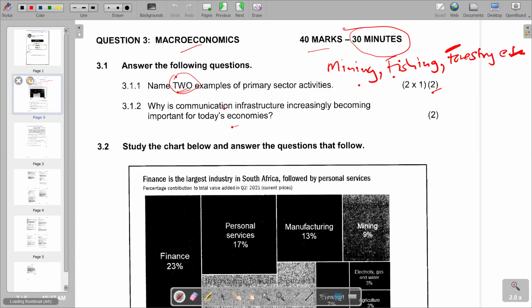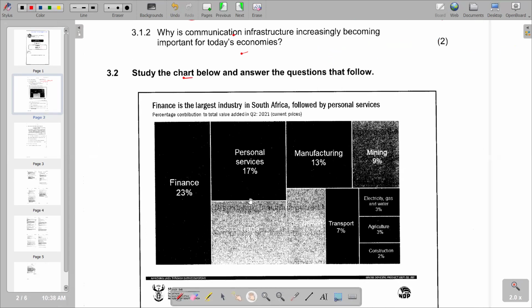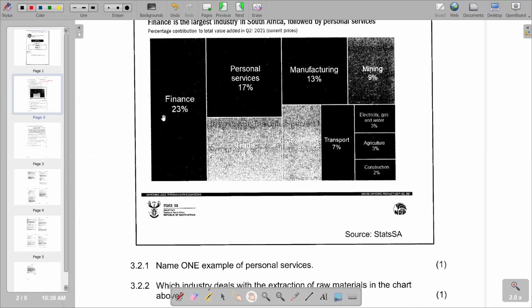So we go to the next part of the question, which is now 3.2. It says, study the chart below and answer the questions that follow. So we are given a chart that we need to go through before we answer the question. This is the chart, although it's not very visible, but we are seeing that this section is finance 20%, then we have personal services 17%, then trade 14%, manufacturing 13%, and government in this box, which is 8%, and then transport 7%. Then here we've got electricity, gas, and water 3%, agriculture 3%, construction 2%. So these are the components of the chart that we have there.